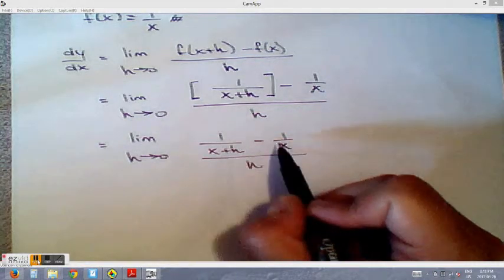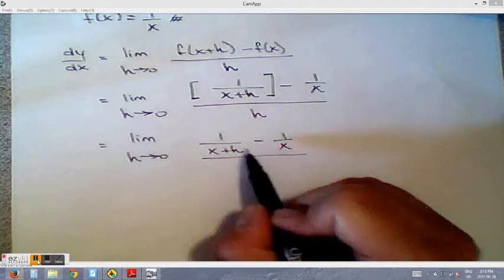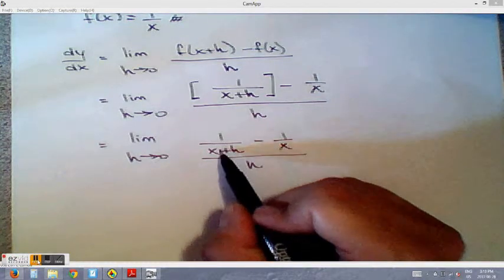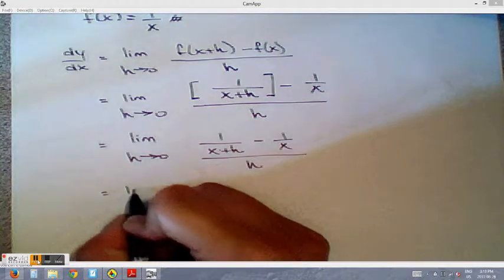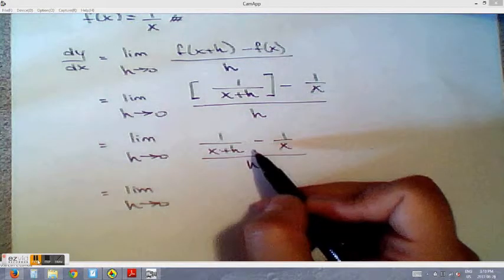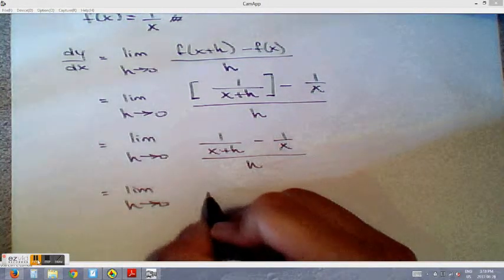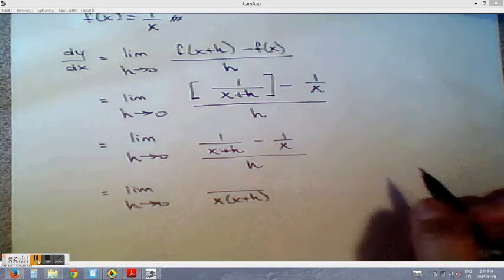So the first thing I'm going to do is, when I see something like this, you've got fractions in the numerator, it looks really improper. So what I try to do is come up with a common denominator and simplify that a little bit more. So the limit as h approaches 0, the common denominator in this case would simply be x times x plus h.